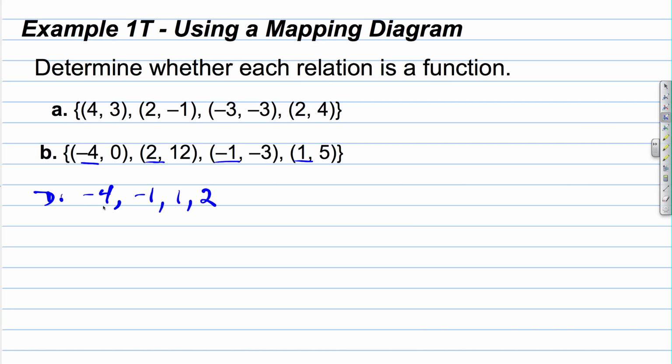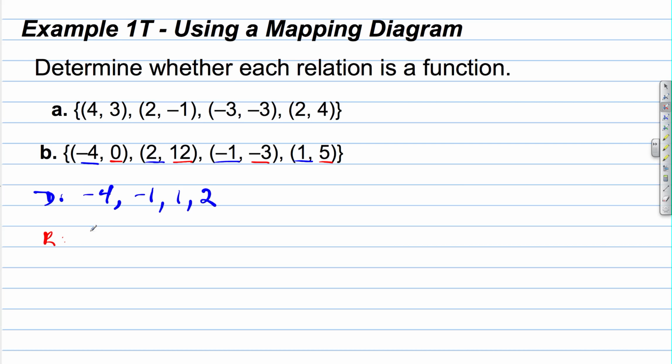We can see this problem's different than part A because we have 4 domain values. None of the domain values repeated. Next we'll list out the range. And the range in this case is 0, 12, -3, and 5.